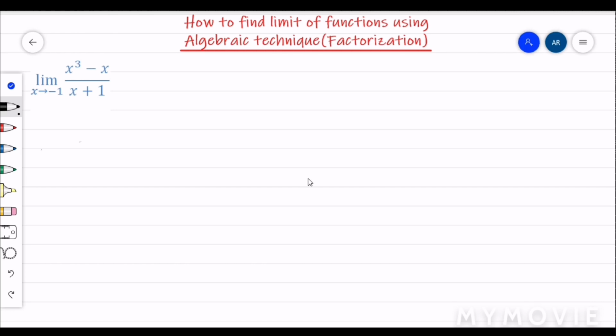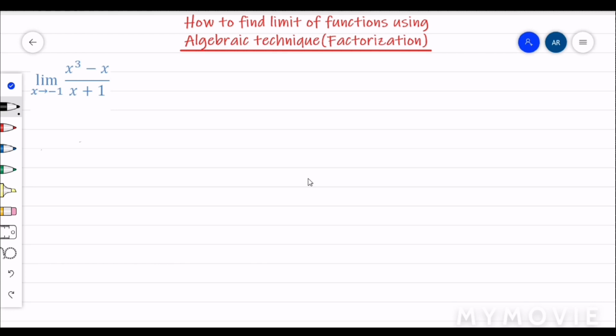And how do we evaluate limits? It's quite simple. For evaluating limits, as you can see, x goes to negative 1, as x approaches negative 1. So you just need to put x as negative 1 in the given expression to evaluate its limit. It's quite simple.